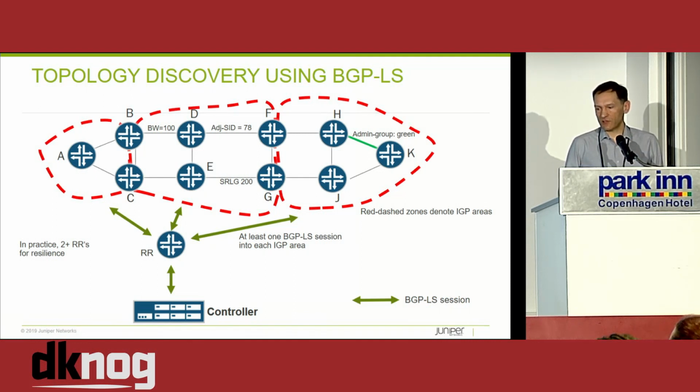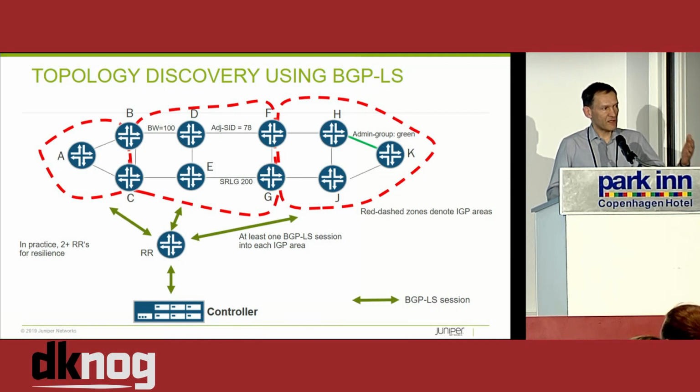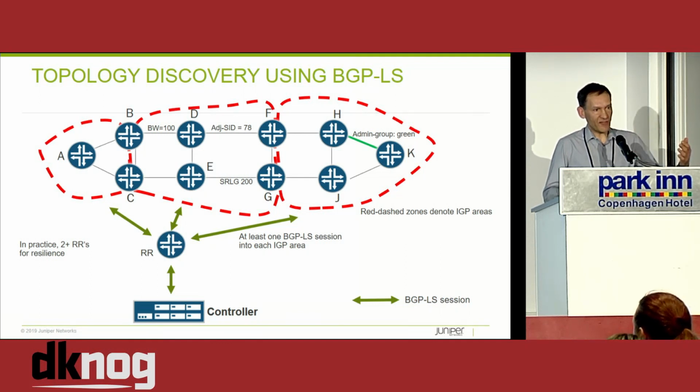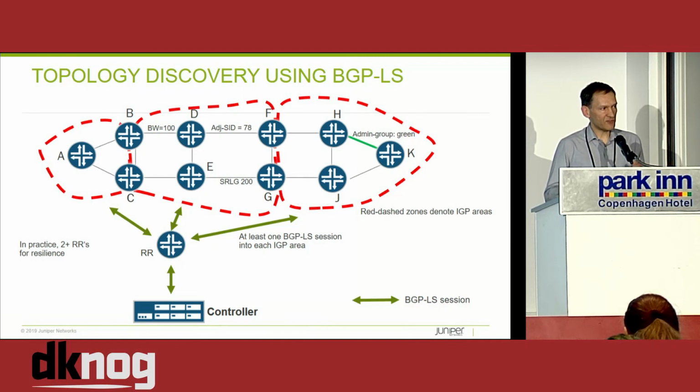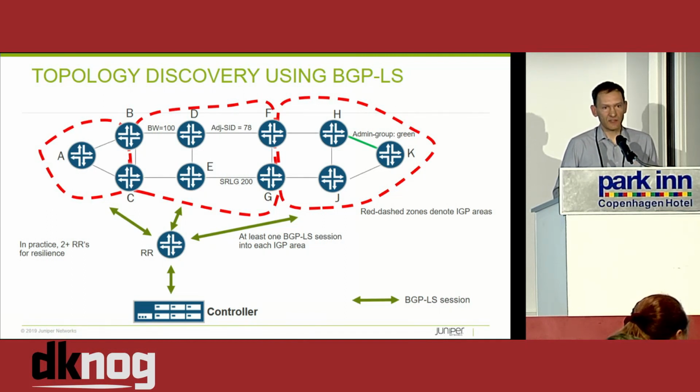And of course, it's a dynamic protocol. So if a link goes down, then BGP is event-driven. So a BGP-LS message will automatically get sent. The controller receives it. And so it knows, as well as the actual routers themselves, that a particular link's gone down, and so it can take action accordingly.